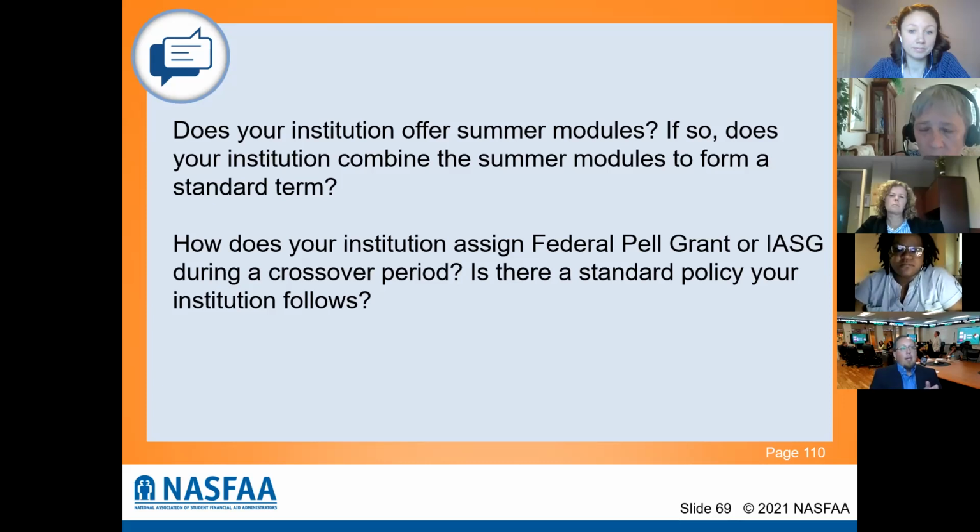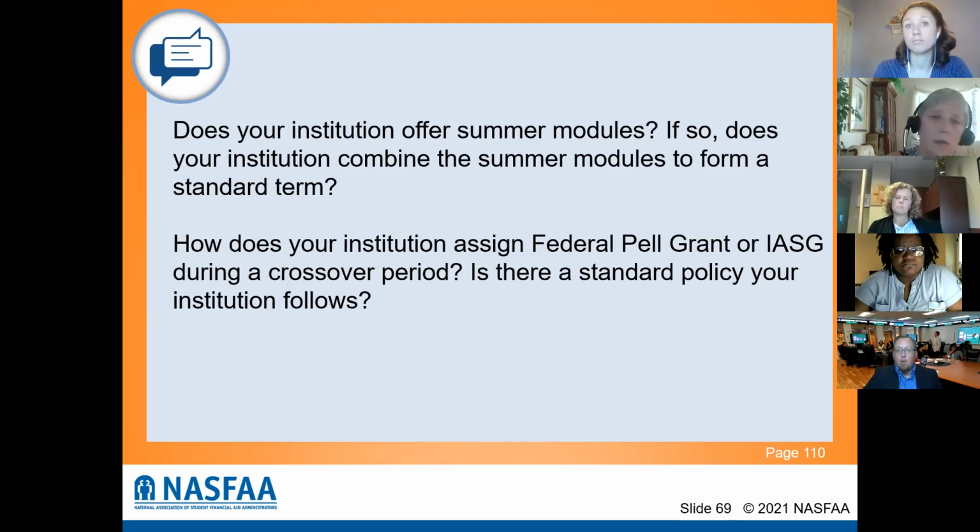How does your institution assign federal Pell Grant or IASG during a crossover period? Is there a standard policy your institution has? Does anyone do any crossover periods that they're aware of? That might be the bigger question. I'm not sure a lot of schools will have this. Okay, we're going to move on to the next question, because if we don't have it, it's not really going to be a good discussion question.